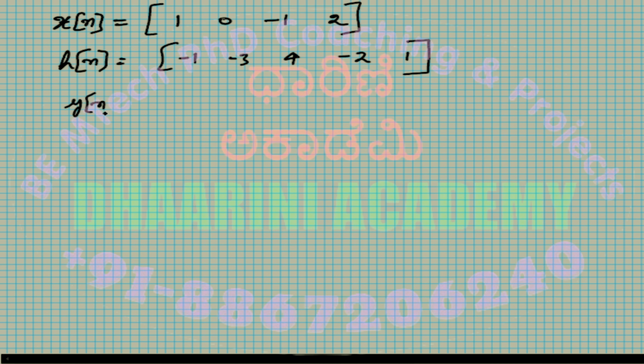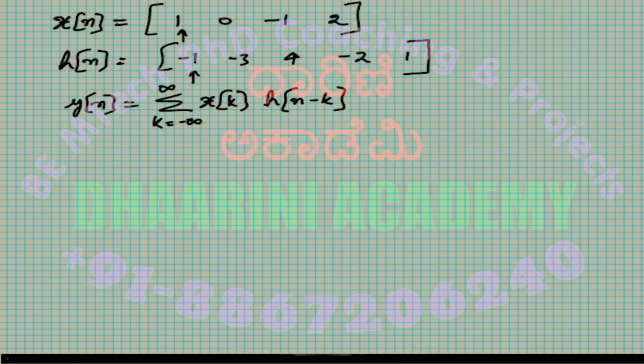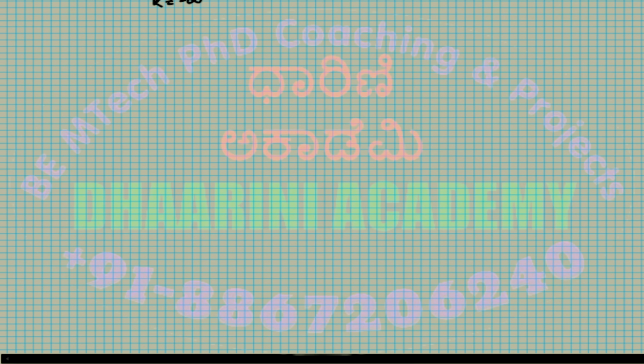So my result is y of n, which is nothing but convolution of x and h. So I'll directly write this equation: summation k equals minus infinity to plus infinity x of k into h of n minus k. I will assume here this is the starting point, so both are going to have the indices 0 at these arrow marks. They are starting with 0. Let's go for a difficult problem at a later stage.